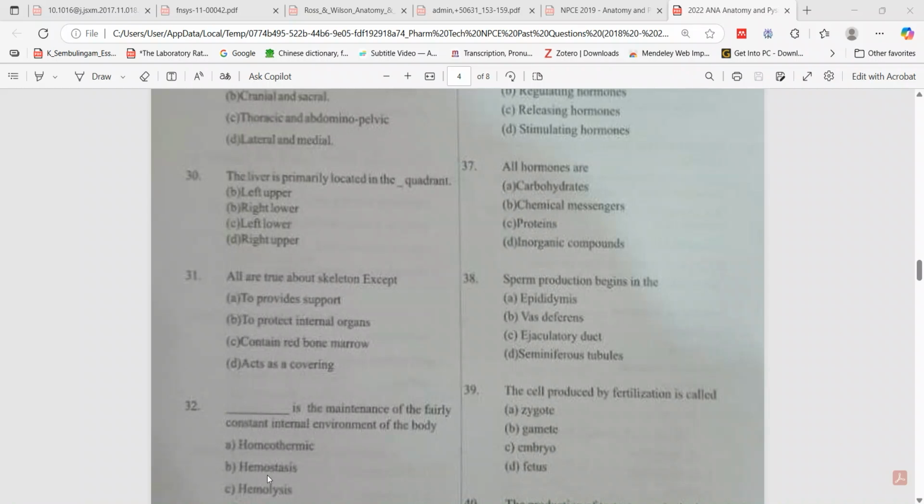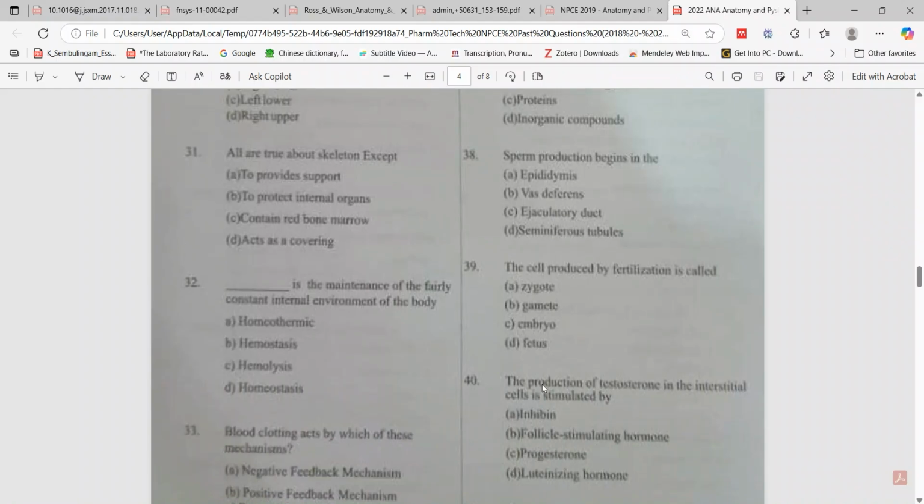You people have boyfriends, and you don't know where their sperm are produced from. So now you know where their sperms are produced from.